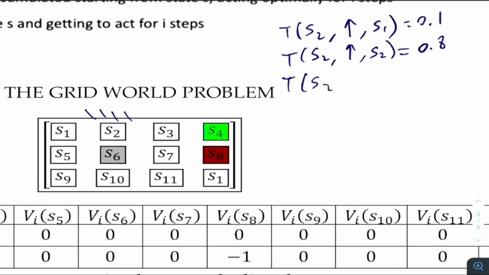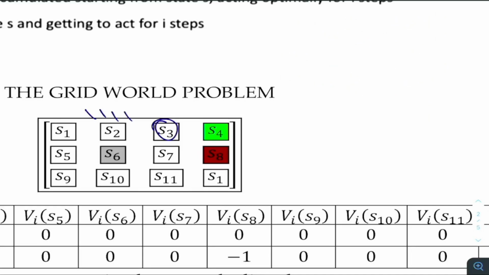From S2, pressing up, S3 is 0.1. Here S3, right? Okay, other ones are zeros. All right, this is the transition function. And if you program your transition function, 99% of your problem is done over there.